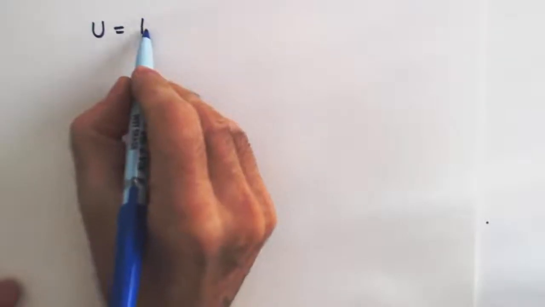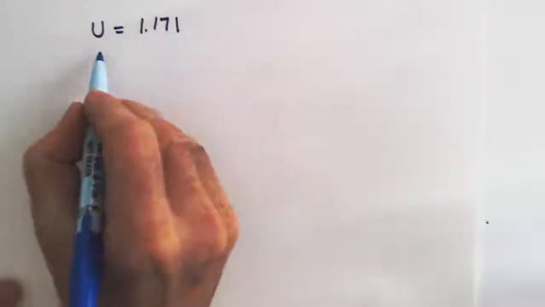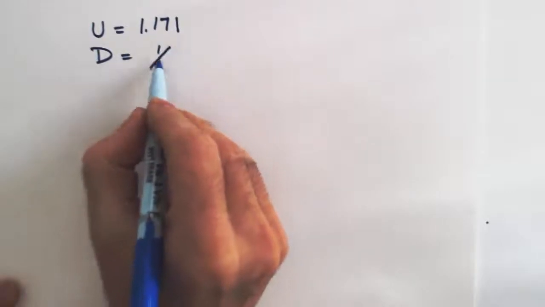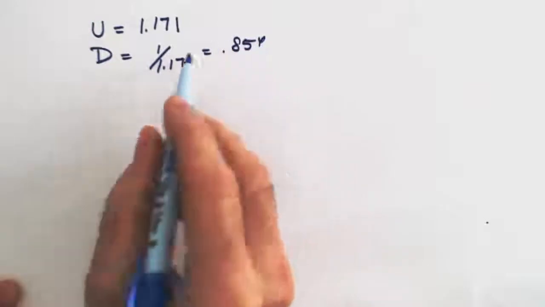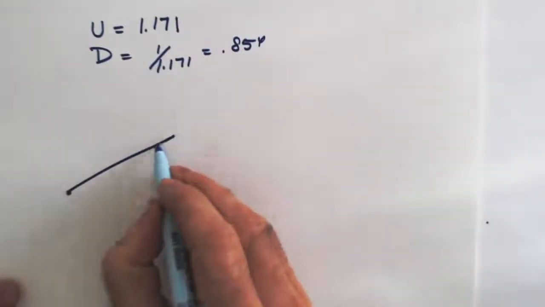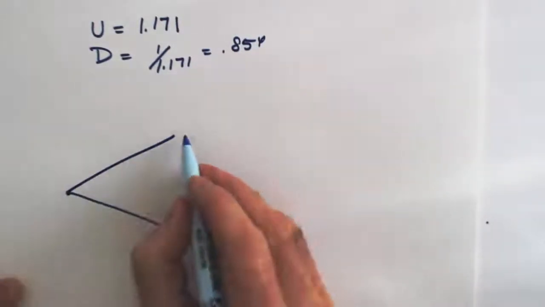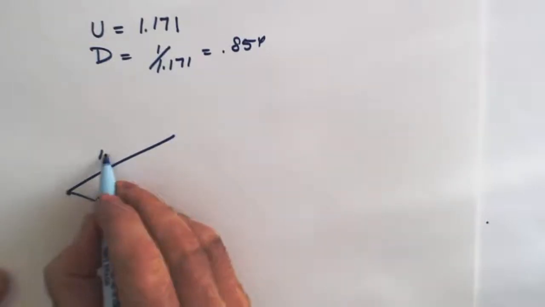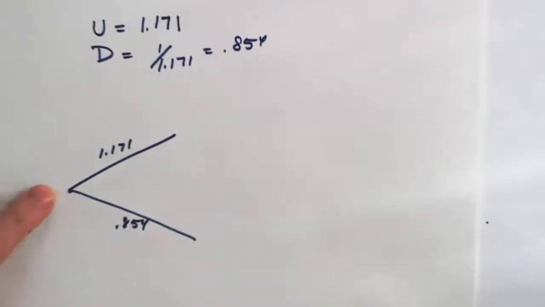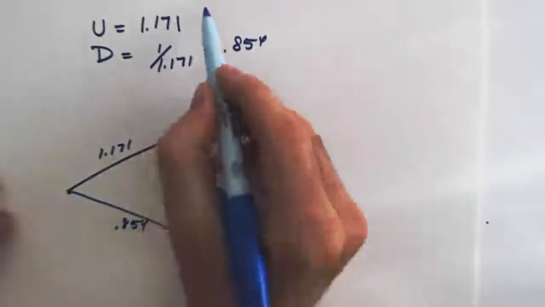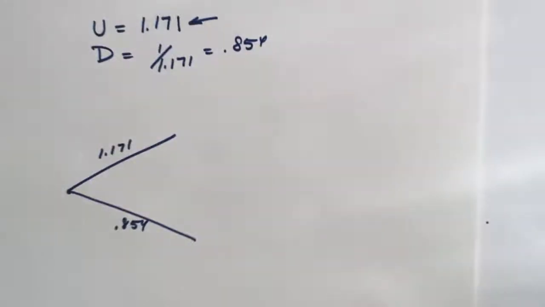So if you recall, I said U equaled 1.171 and D was the reciprocal of that, and that equaled 0.854. So the up movement was 1.171 and the down movement was 85% of where we started. And so I want to get at, where did that number come from? How can we tie that into volatility?